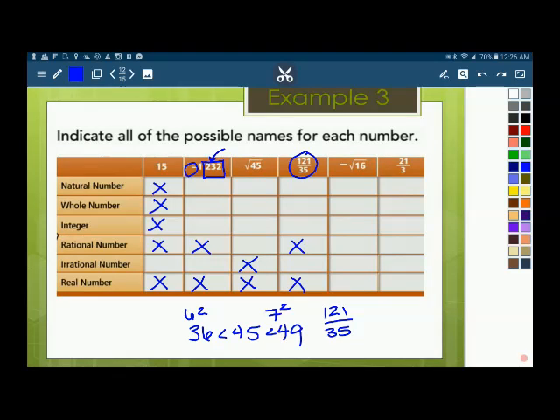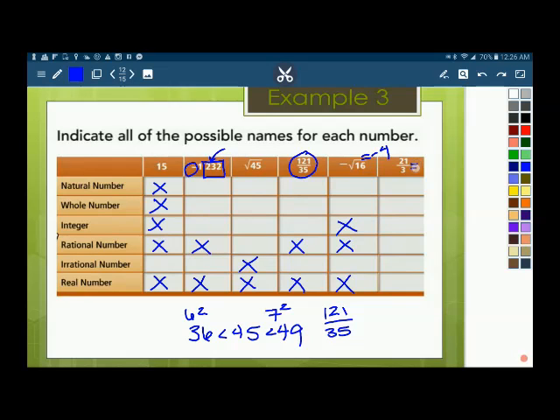Can't be irrational. The next one, negative square root of 16. If we simplified that, the square root of 16 is 4, so that would just be negative 4, which can be written as a fraction, negative 4 over 1, which is rational. Negative 4 is an integer because it's a whole negative. It is not a whole number, though, because by definition, whole numbers do not include negatives. And it's not natural because, again, we don't teach our child to count in the negative area. But all of our numbers are going to be real.